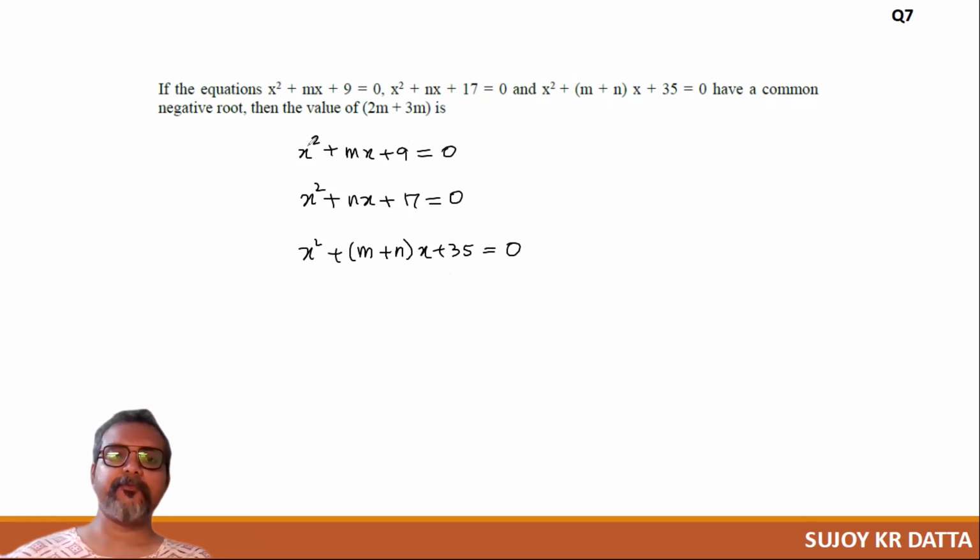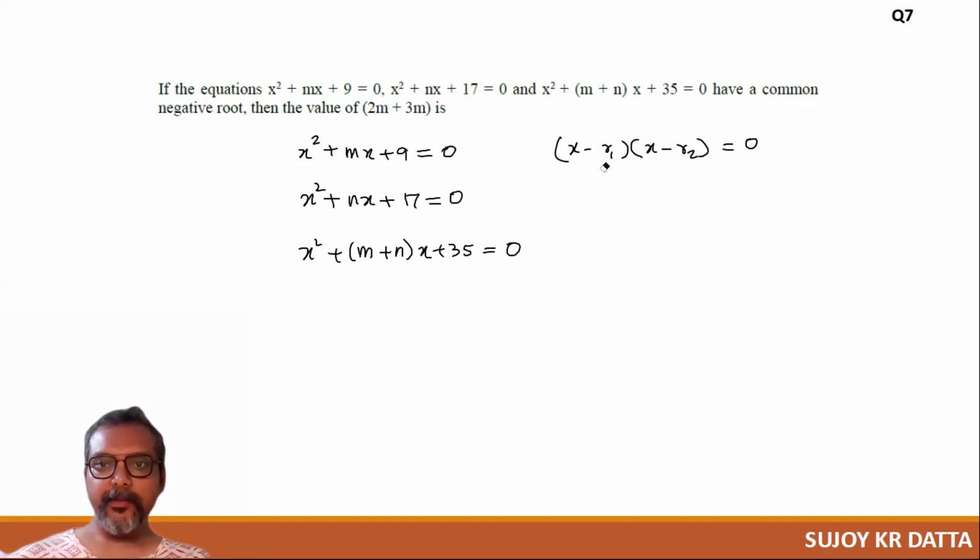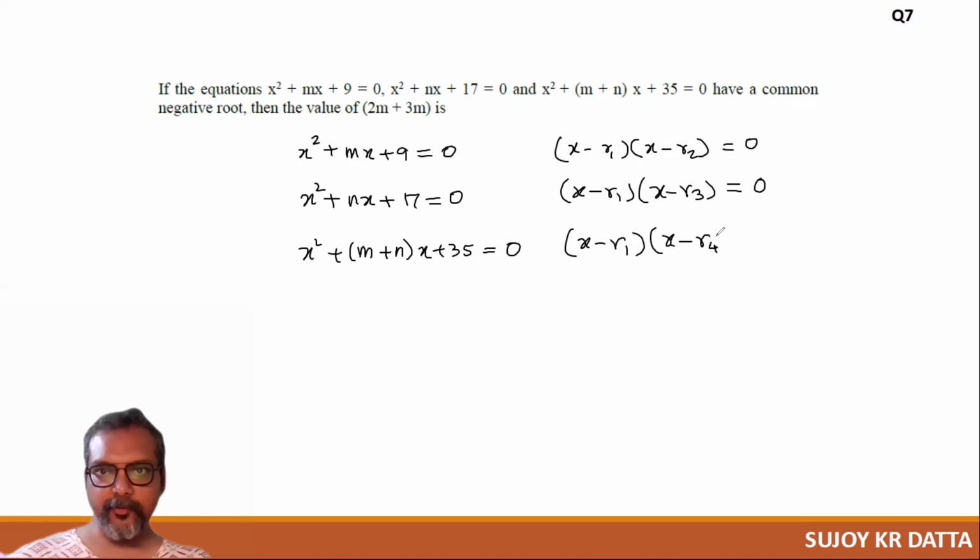So clearly, the roots, if you factorize, will definitely be in the form x minus r1 times x minus r2 for each of the cases. And somewhere you will see one of these coming common. So if I, let's say, take the other case as x minus r1 times x minus r3, and here x minus r1 times x minus r4. So r1 is our common root. So you have to figure out what is that common root over here.